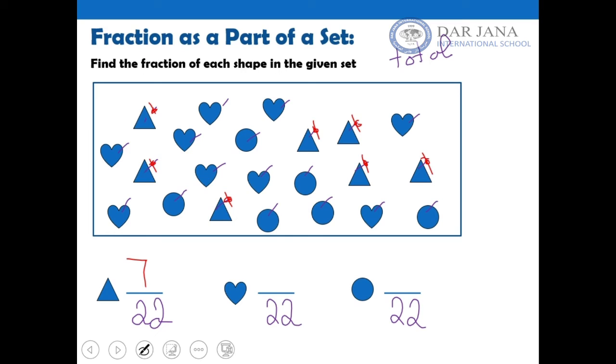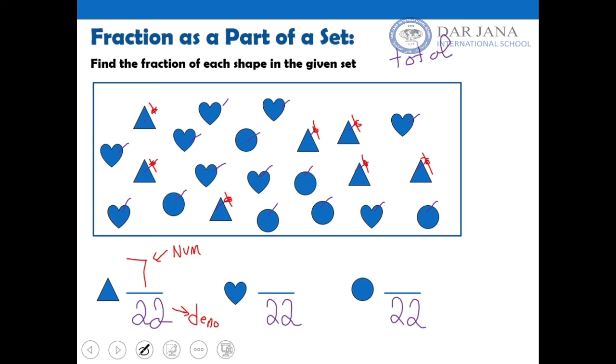Remember, 7 is the numerator and 22 is the denominator. The numerator answers the question about the triangles, so I need to find the number of triangles, and the denominator will be the total number.